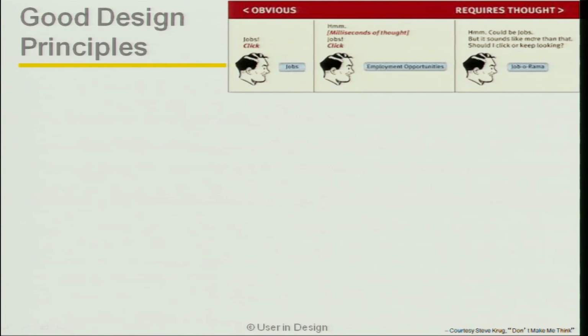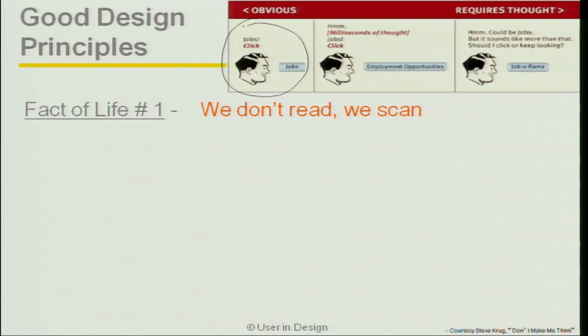What happens to the user? It could be jobs, but it sounds more than that. Should I click or should I keep looking? You can see that the user is thinking. They're having to go through a thought process. So this is the ideal, right?